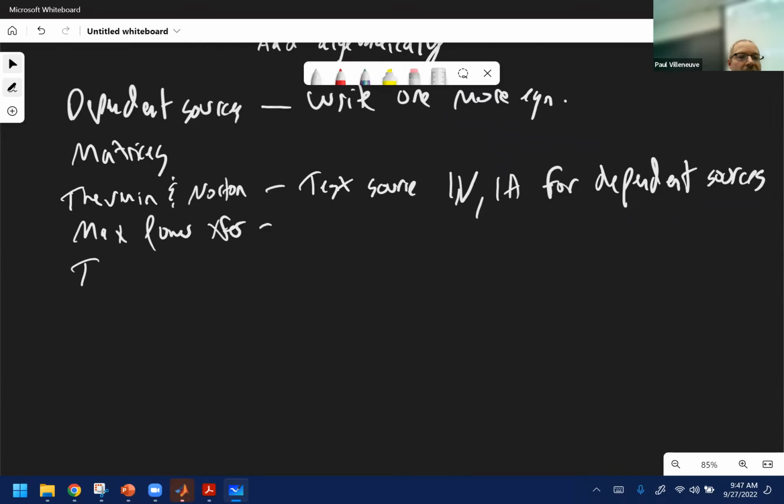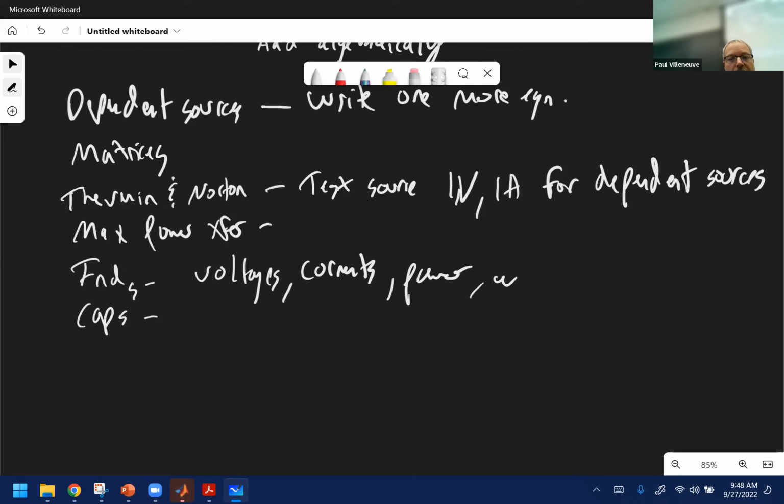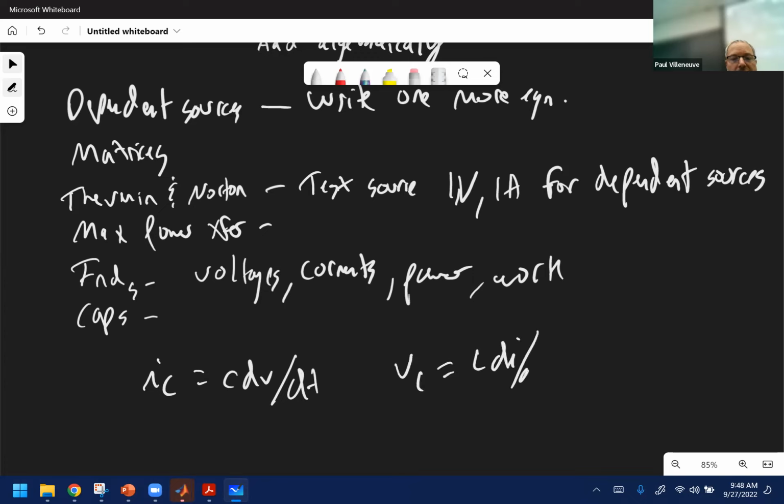And then the last topics, inductors and caps. So finding voltages, currents, power, and work. What we saw was, for a capacitor, the current through it is C dV/dt, and the voltage across an inductor is L di/dt.